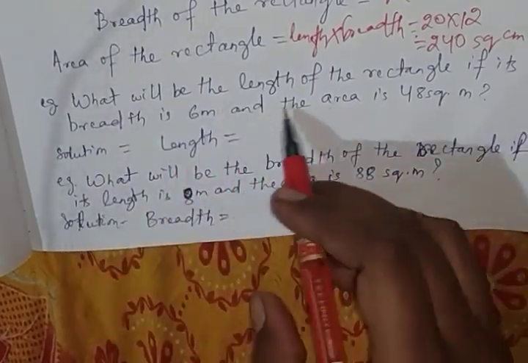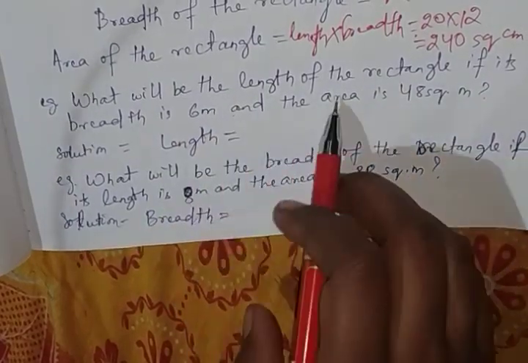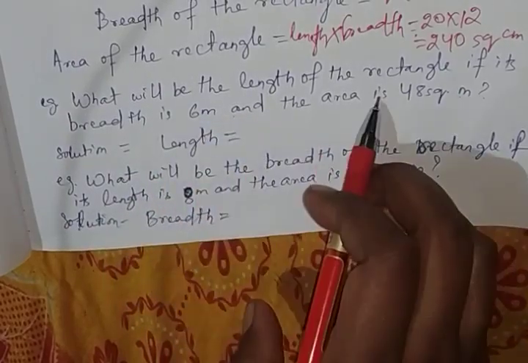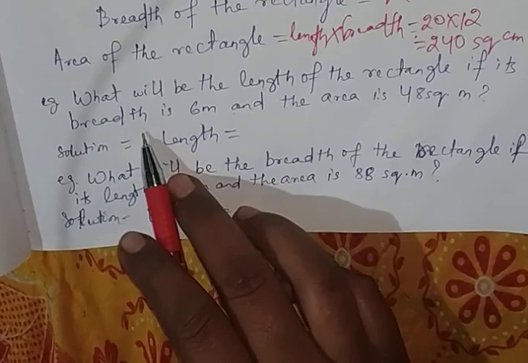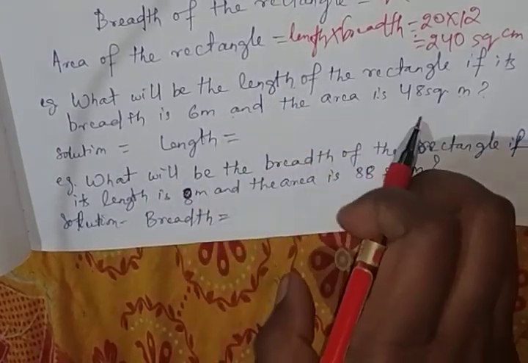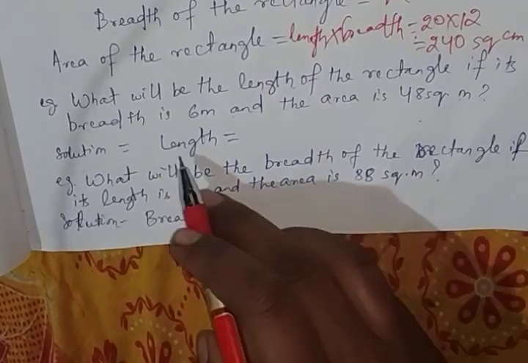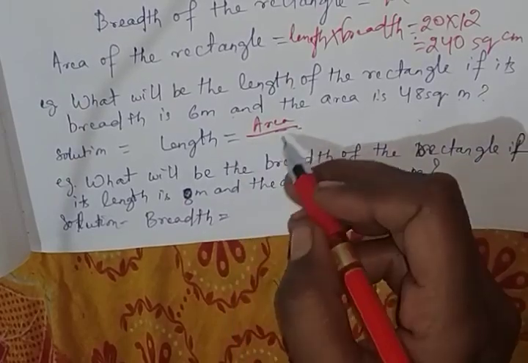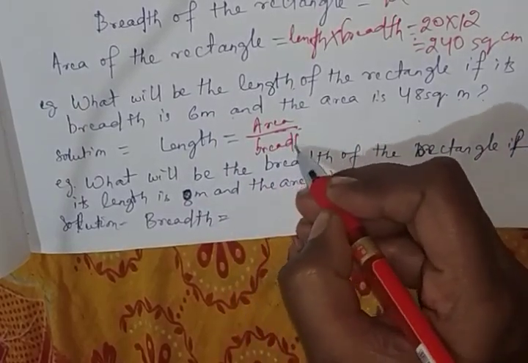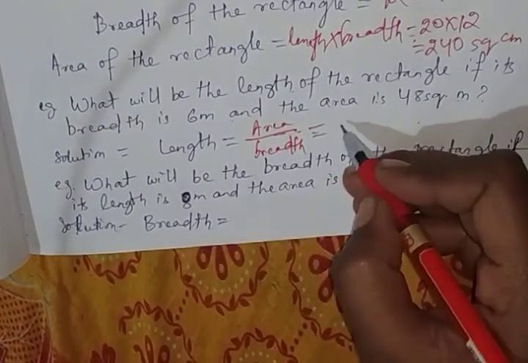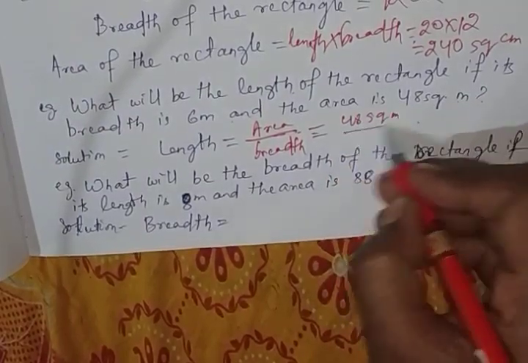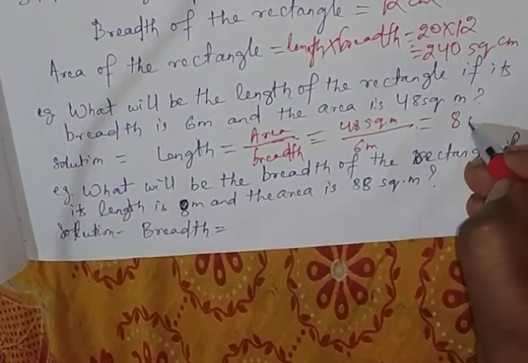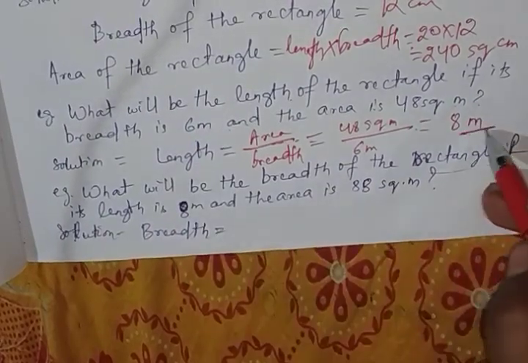Next, what will be the length of a rectangle if its breadth is 6 meter and area is 48 square meter? If the area is given and one value is given, either length or breadth, you can find the other. If area and length are given, you can find the breadth. So length equals area divided by breadth. Area is 48 square meter divided by 6 meter, so you write 8 meter. Length is always put in meter.